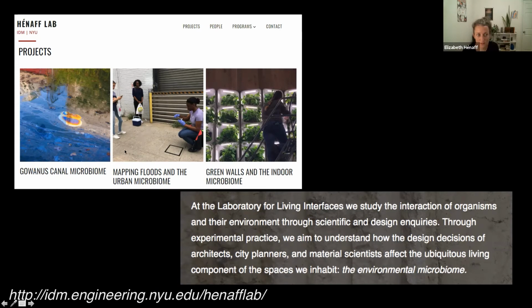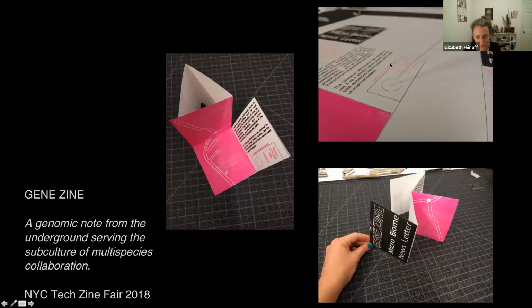So as Matthew mentioned, we worked on a project together looking at the Gowanus canal microbiome. And we found that the microorganisms in this contaminated canal are able to degrade the toxic compounds that they're challenged with. So this was a project that I made, called a gene zine. It was a zine, like an artist book, made as a genomic note from the underground serving the subculture of multi-species collaboration.